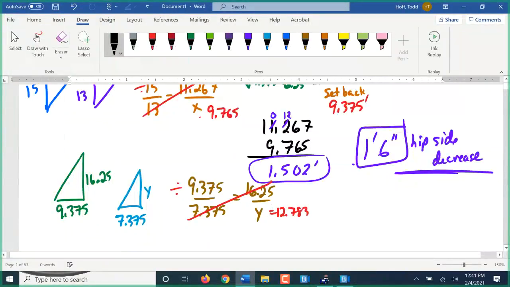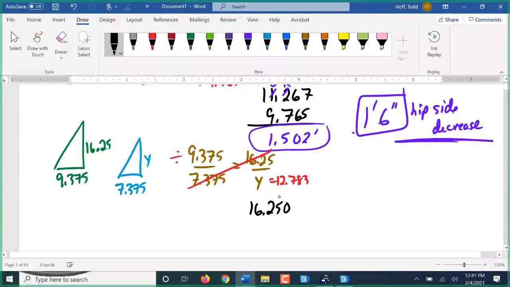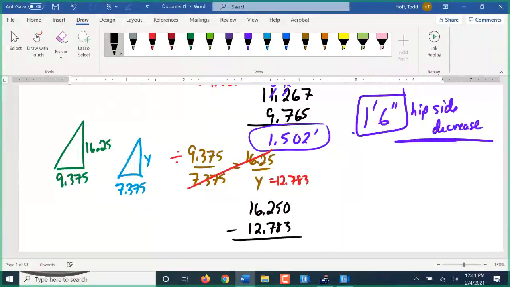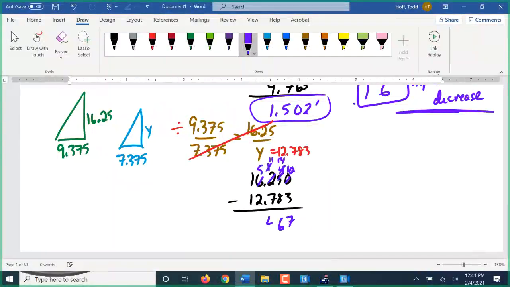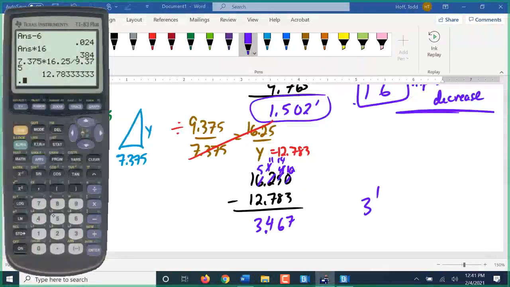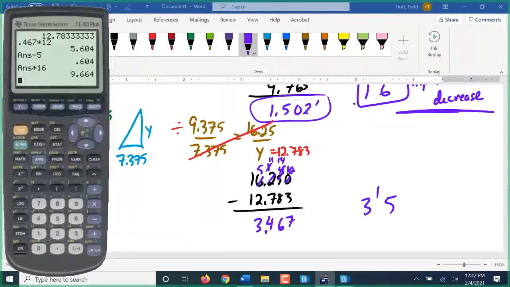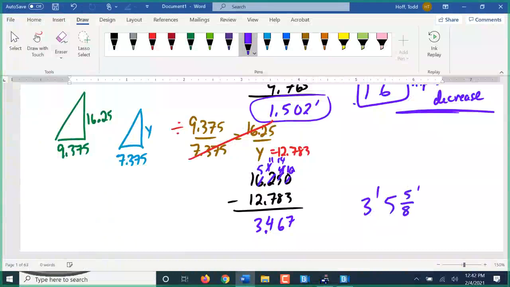So again, we can get a decrease here. 16.25, I'm going to put the 0 in there, so we've got that to subtract minus 12.783. Borrow, 10, this is 7. Borrow again, 14, this is 6. Borrow again, that's 11, this is 4. So 3.467. So that's 3 feet. 0.467 times 12 is 5 inches. Take off the 5 and multiply by 16. I'm guessing we're going to get about 10/16 or 5/8 of an inch. So this is the main roof decrease.